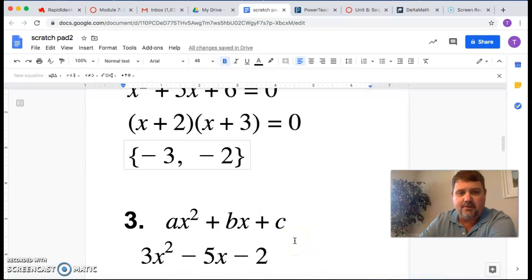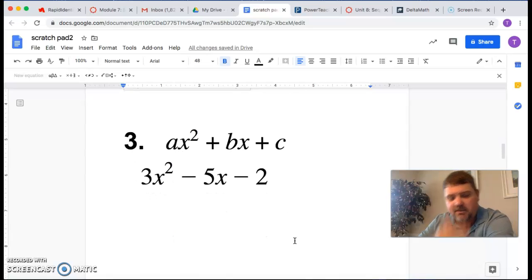Okay, moving on. Finally, example 3. Now this was the tougher customer for us. This is an ax squared plus bx plus c. Notably, this number in front of x squared is not 1. So this makes it a little bit of a tougher job.